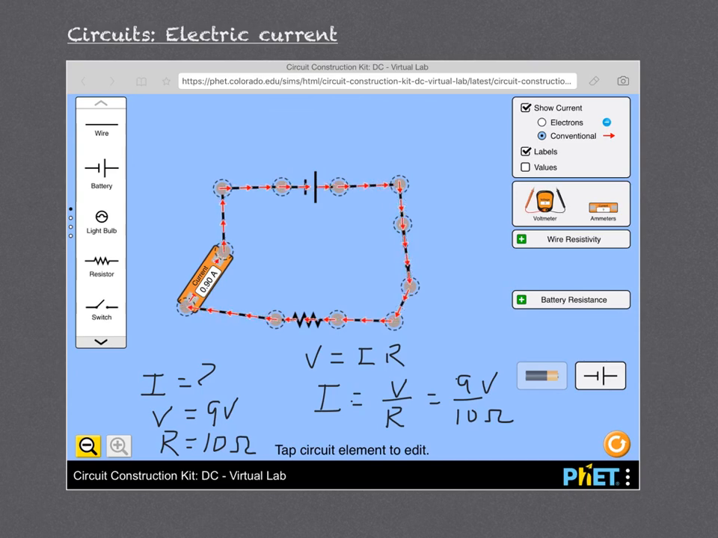So this is the end of the introduction to this. We're going to look a little bit more into multiple resistors being put into circuits in the next video.